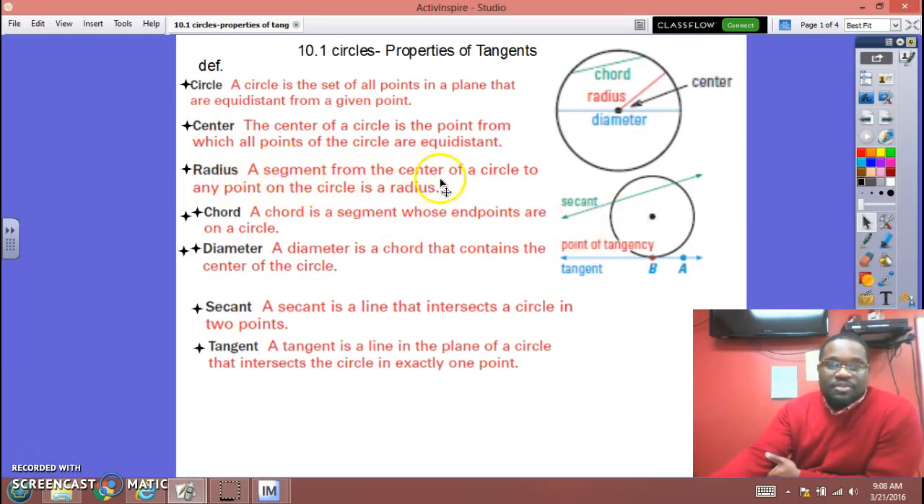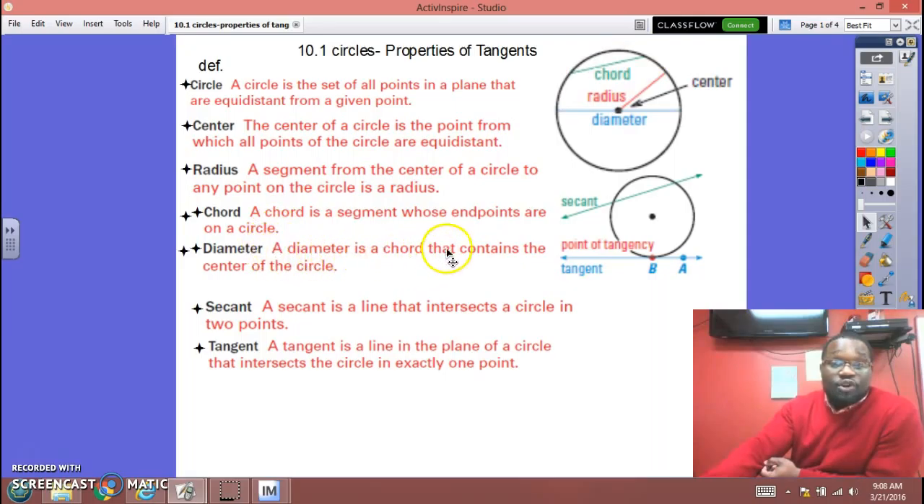Radius. A segment from the center of a circle to any point of a circle is a radius. So from here to here. This one right here is a radius. A radius can be in any direction. It has to be a segment from the center to the outside. A chord is a segment whose endpoints are on a circle. Endpoints, that means where it stops, are on the circle. All right? A chord is a segment whose endpoints are on the circle.